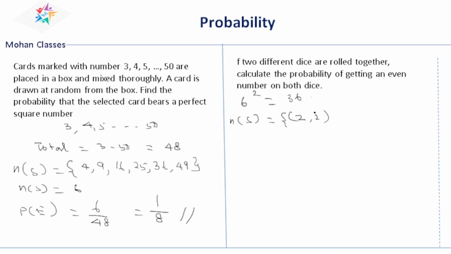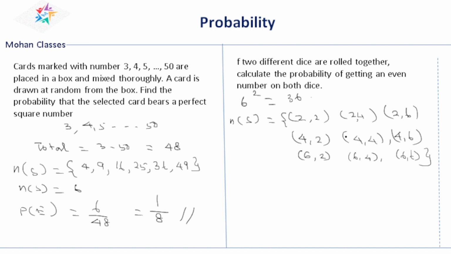2, 2, and then 2, 4, and then 2, 6. And then what else will we get? 4, 2, 4, 4, and then 4, 6. After that, you may get 6, 2, 6, 4, and then 6, 6. So these are all the favorable outcomes. 1, 2, 3, 4, 5, 6, 7, 8, 9, right? So 9 ways.